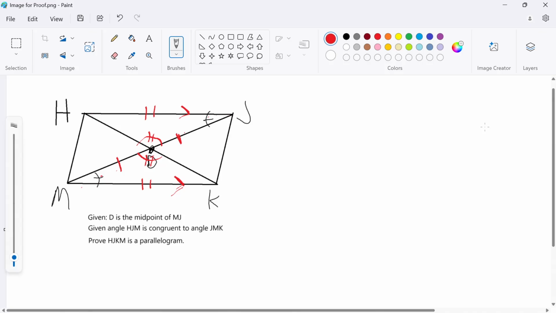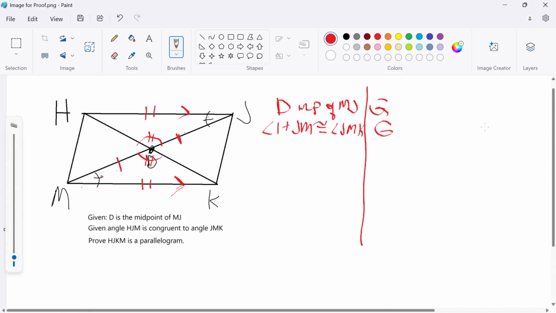So I'm going to put D, midpoint of MJ. That's a given. I'm going to put angle HJM congruent to angle JMK. Now, sometimes some courses will make you say the measure of angle HJM is congruent to the measure of angle JMK, and then you have to use the definition of equivalent to say they're congruent. But who knows? It's enough to know that they're the same.